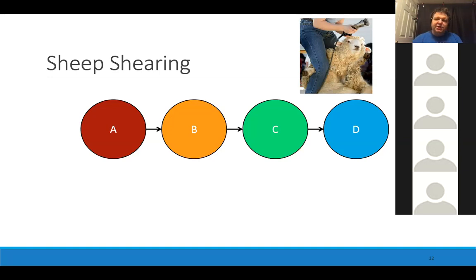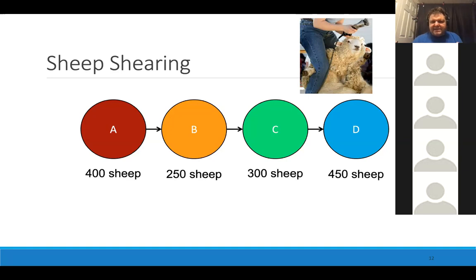C is actually shearing the sheep. And then D is getting all the wool. There's good wool and there's rough wool and soft wool. Soft wool or light wool is usually used for clothing, where the darker wool is usually used for mittens or for outer clothing, jackets, etc. So you need to separate the wool.